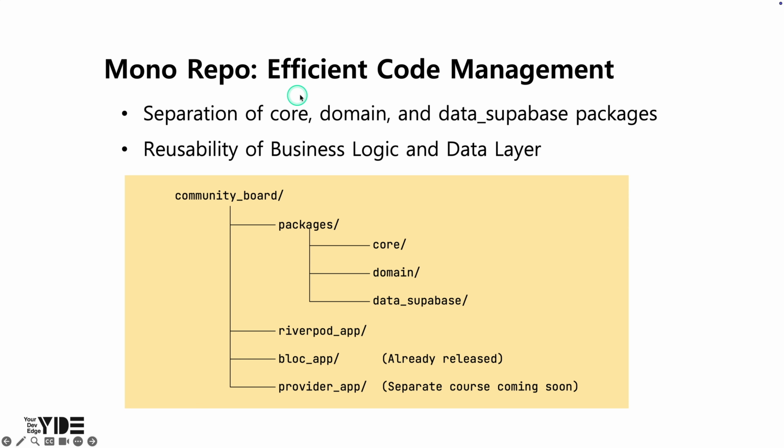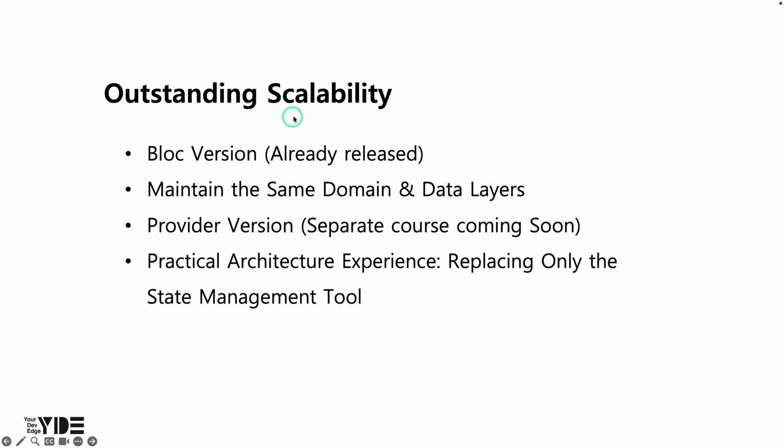Additionally, we'll learn how to maximize the reusability of business logic by establishing a monorepo environment that separates features into distinct packages. The power of clean architecture and monorepo does not end here. We have already released the Bloc version while maintaining the same domain and data layer, and we plan to introduce the Provider version course as well.